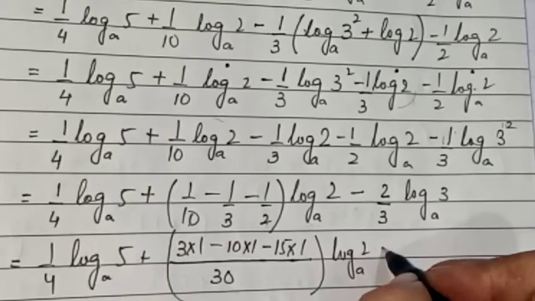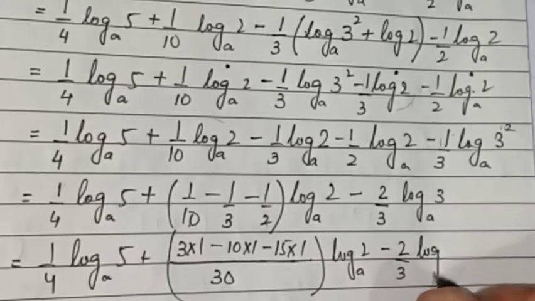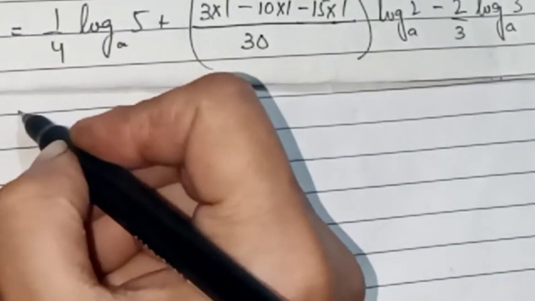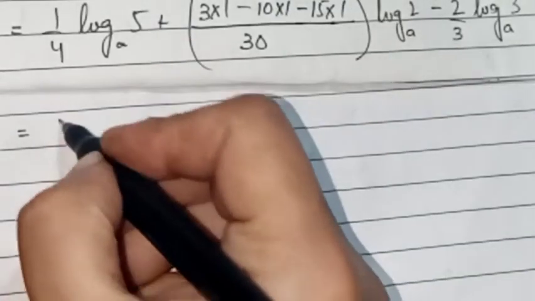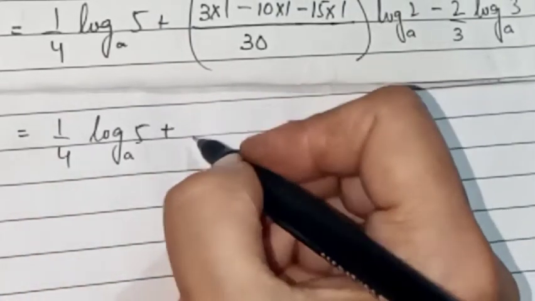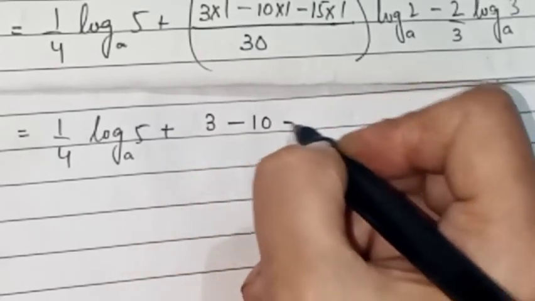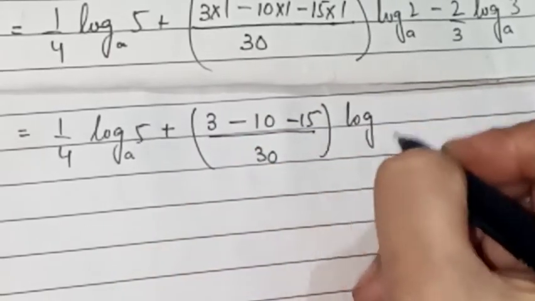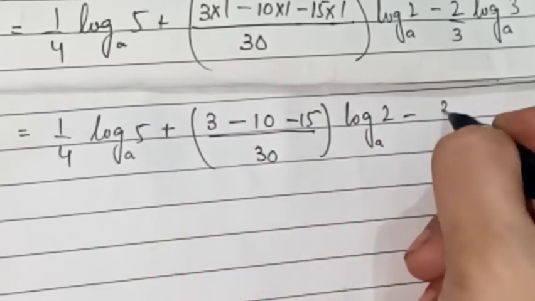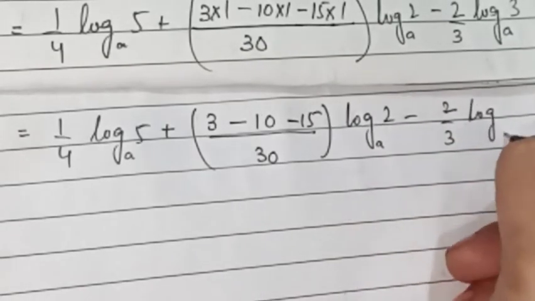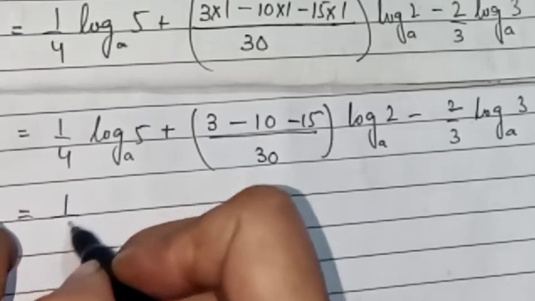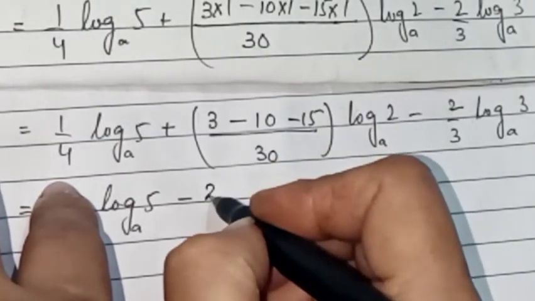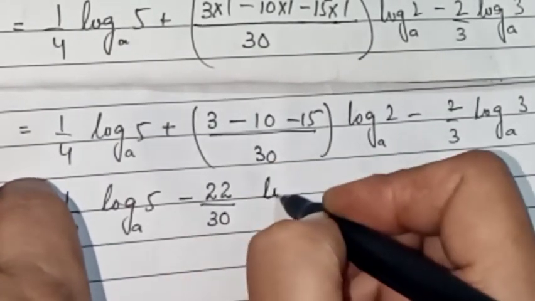Now we have to write this term in the end. We have to solve this fraction, and we will get 3 minus 10 minus 15 upon 30, and the log of 2, with the remaining question written as it is. So the solution will be: minus 10 and minus 15 will be minus 25. Minus 25 plus 3 will be minus 22 upon 30 log of 2.